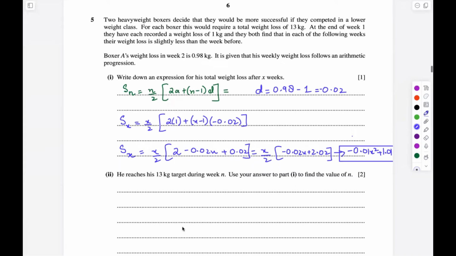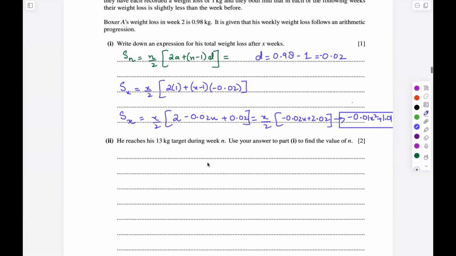Now in part 2, it says he reaches his 13 kg target during week n. Use your answer to part 1 to find the value of n. Now we already know that after x weeks, the total weight loss will be given by the expression minus 0.01x squared plus 1.01x. And the total should be equal to 13, so we can write it equal to 13. We can rearrange this quadratic equation to write it as 0.01x squared, making it positive, and taking the rest on the right hand side, minus 1.01x plus 13 equals 0.